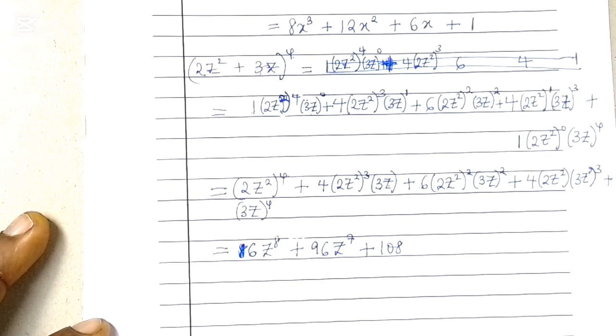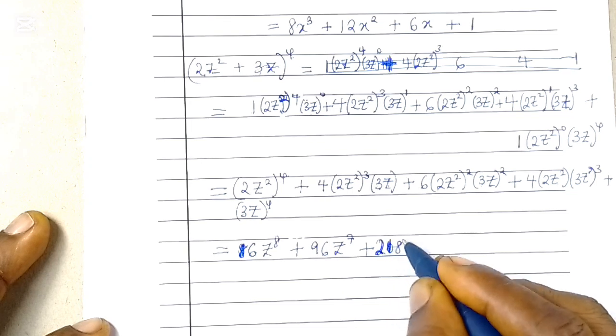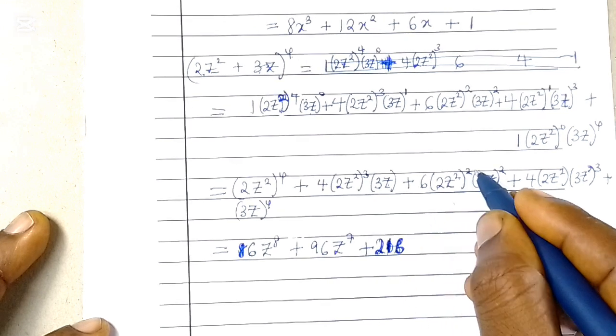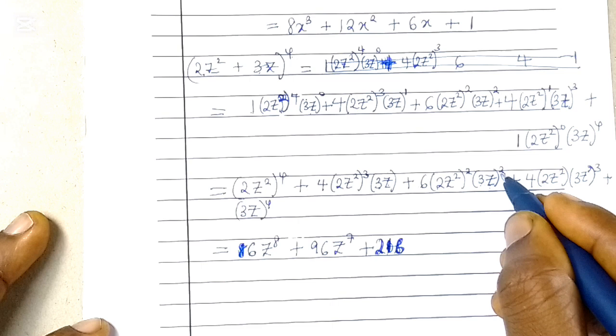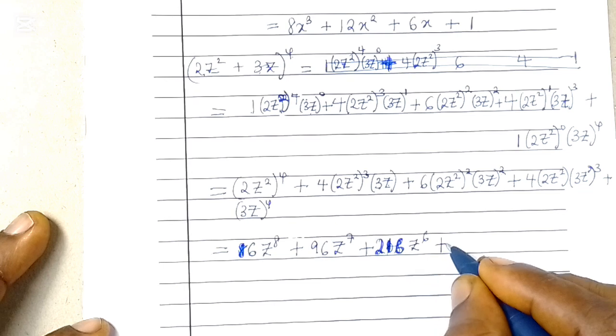Okay? So 4 times 4 is 16. 4 times 5 is 20 plus 1 is 21. That should give us 216. So this should have been 216. Okay? So we'll write 216 there. And z squared raised to the power 2 will be z raised to the power 4. And z raised to the power 4 times z squared will give you z raised to the power 6 by indices. So we come over to the next one.